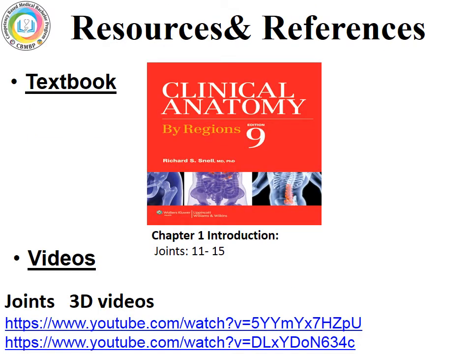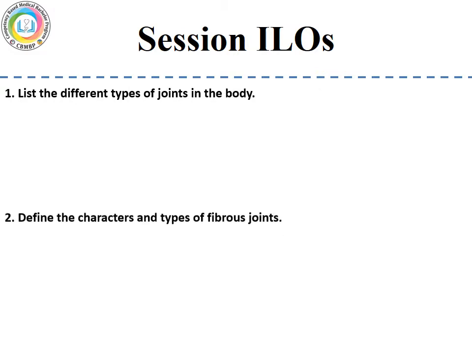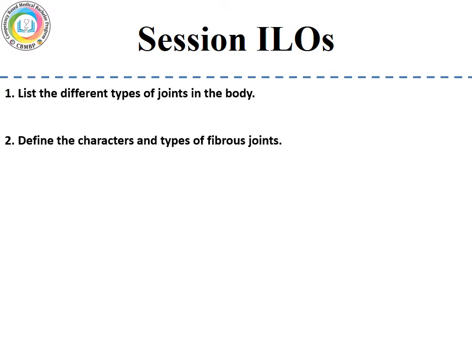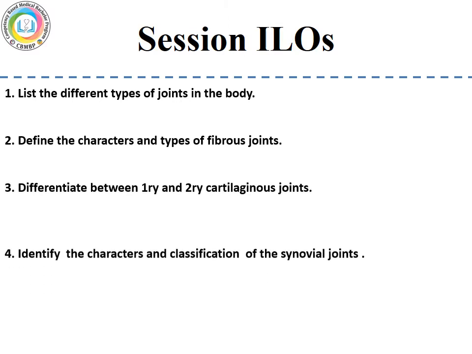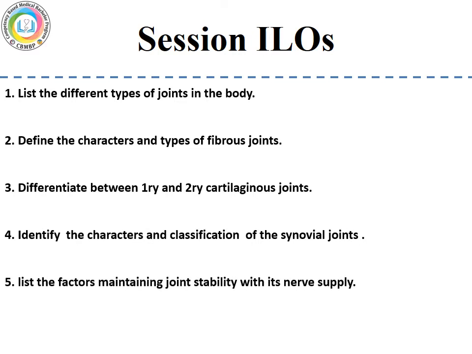Our resource and reference textbook is Clinical Anatomy by Region, Introduction about Joints, and videos also about joints. Our session ILOs: list the different types of joints in the body, define the characters and types of fibrous joints, differentiate between primary and secondary cartilaginous joints, identify the characters and classifications of synovial joints, list the factors maintaining joint stability with its nerve supply, define ligaments, bursa, and synovial sheath.